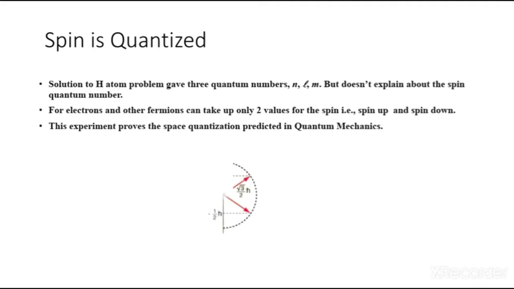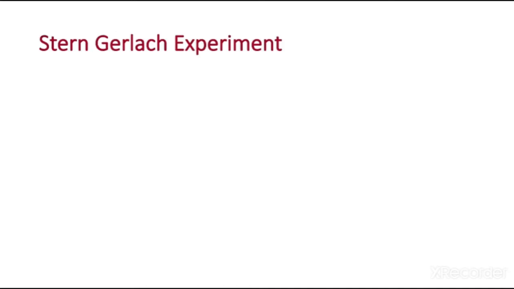And here we can see a diagram which shows the two possibilities for the z component of angular momentum, that is plus half h-bar for spin up and minus half h-bar for spin down, and this root 3 by 2 h-bar gives the resultant value. And this diagram also shows that the quantization happens in the z direction. Now let us move to the experiment.